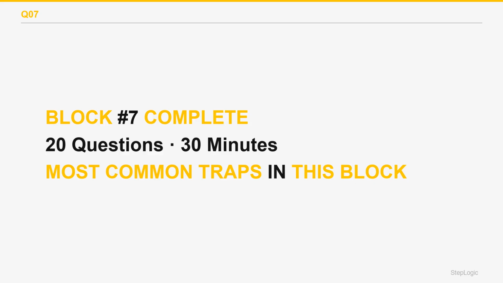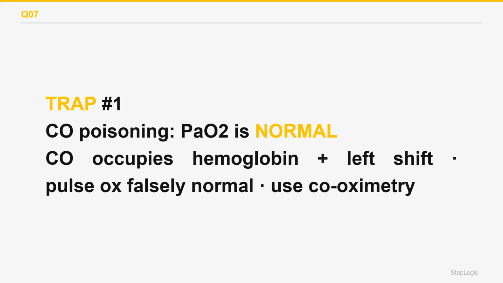Block 7 is done. Let's review the 5 biggest traps from this block. Trap 1. Carbon monoxide poisoning. The PO2 is normal because it measures dissolved oxygen, not hemoglobin saturation, and standard pulse oximetry reads falsely normal. The tissue hypoxia comes from CO occupying hemoglobin and shifting the curve left.